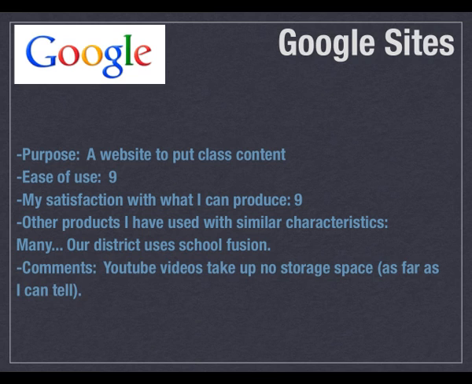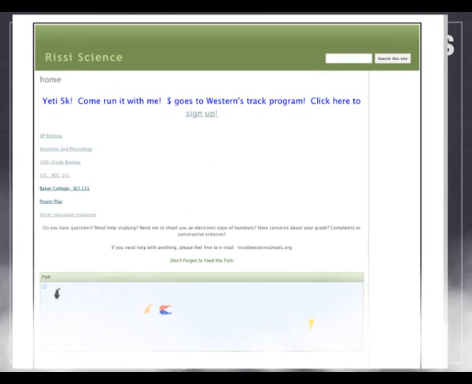One of the big reasons I chose Google Sites is that Google owns YouTube, and if you post YouTube videos to your Google site, it doesn't take up any storage space. So I believe that Google Sites allows you to have 2 gigabytes worth of information on your website, but that's not including any YouTube video. So I load my website with YouTube videos, and then I can get a lot of content onto a free website that I don't have to pay for any additional storage space.